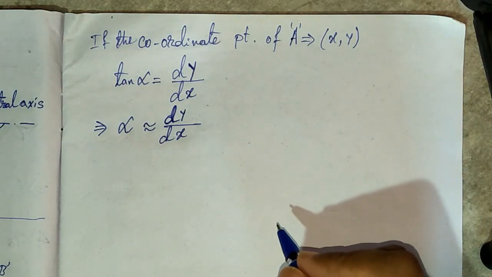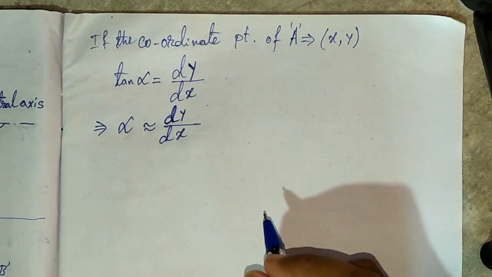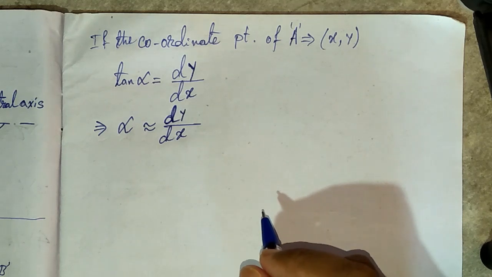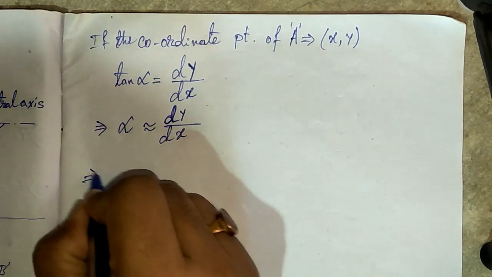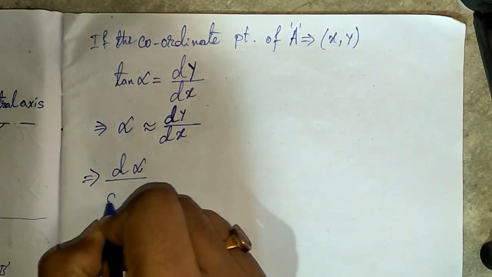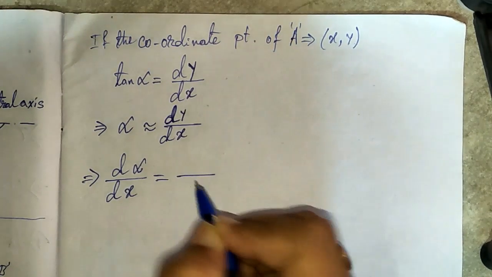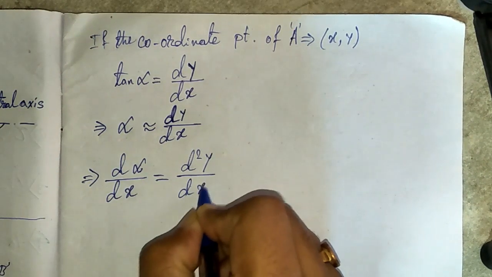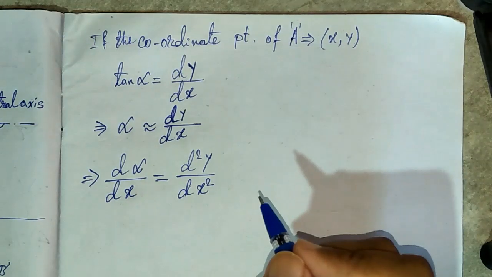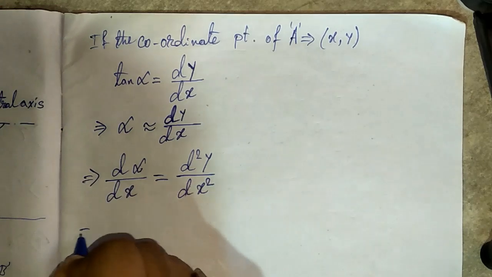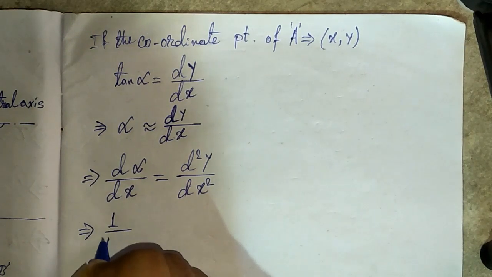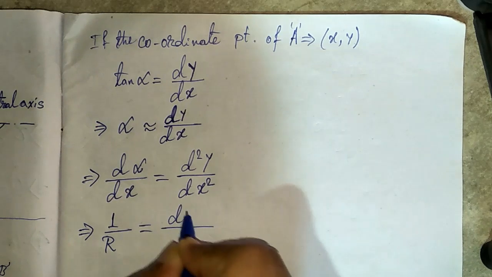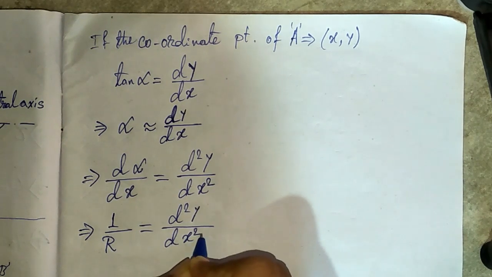Okay, so from the previous equation, 1 by r equals d alpha by dx. From that equation we can write d alpha by dx, from this equation we can write, d2y dx2, the double derivative of y. So d alpha by dx is equal to 1 by r is equal to d2y dx2.